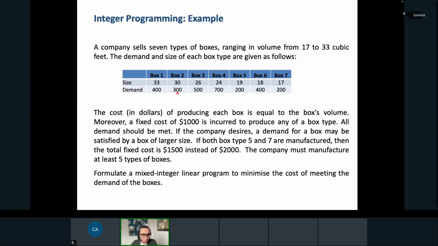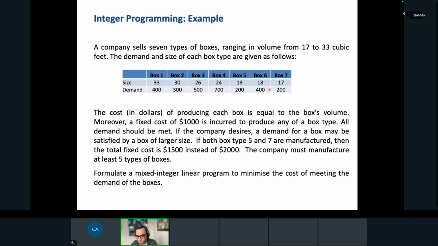The demand of box 2, which is 300, can be satisfied by box 1 because it is bigger. It's not something that we wanted. Why don't we want this? Otherwise, you would just go and only produce box 1, because with box 1 you can satisfy the demand of box 2, 3, 4, 5, 6, 7, including itself. Box 2 can satisfy demand of box 2, 3, 4, 5, 6. 3 can satisfy 3, 4, 5, 6. 4 can, and so on and so forth.